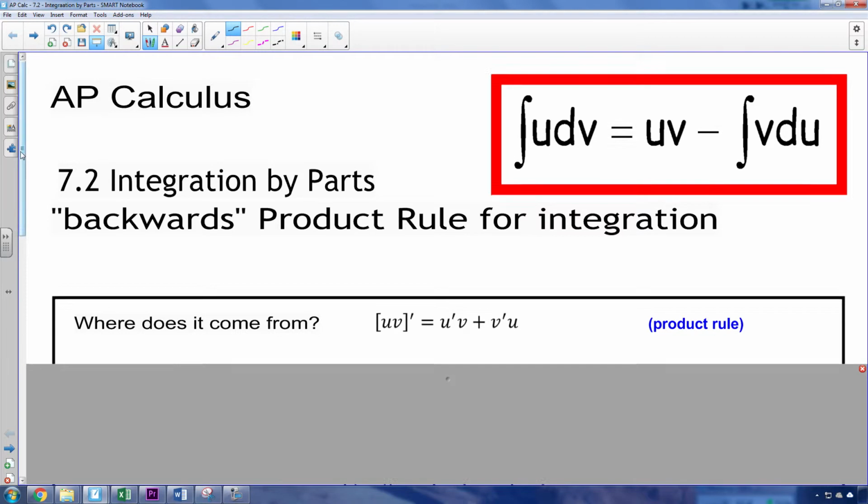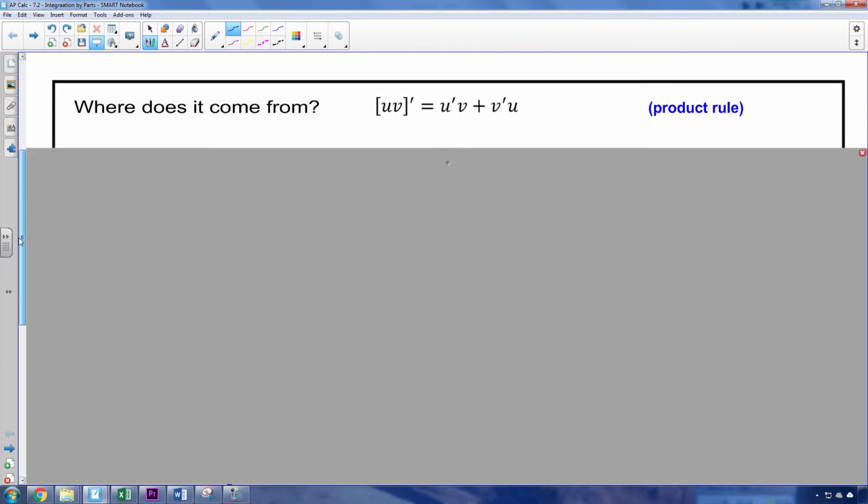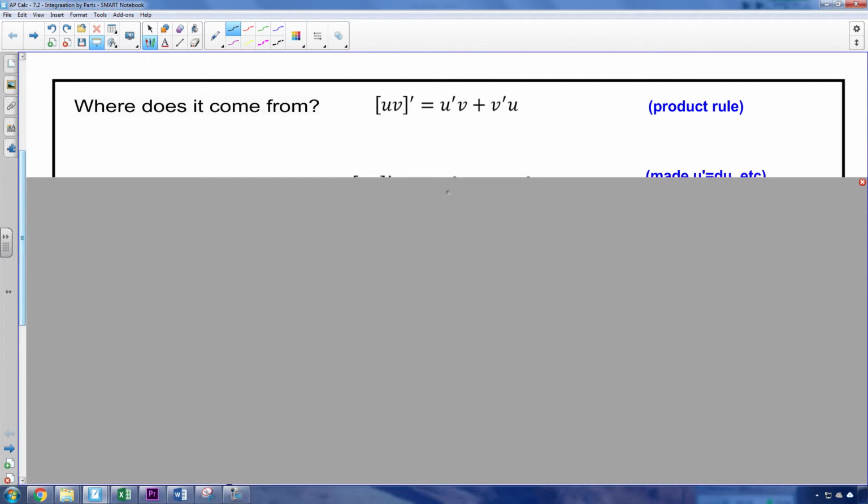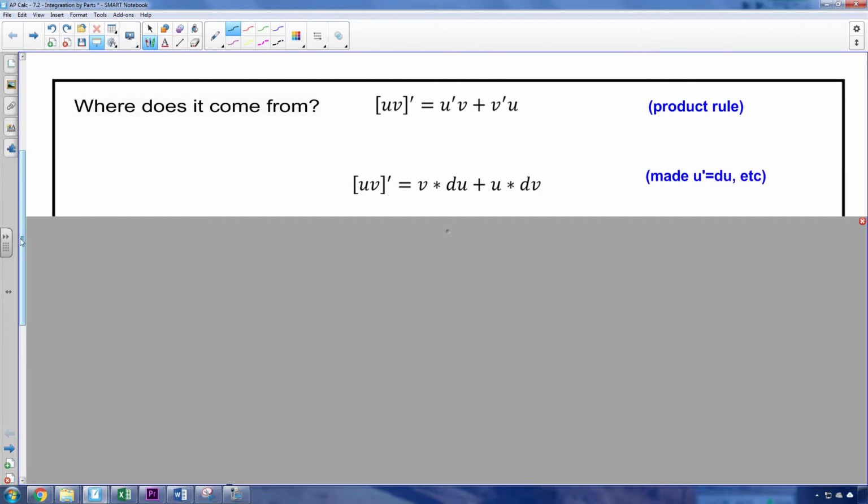So let's look at the product rule. I'm going to do out the product rule. So here's u times v prime, and then I do the product rule out. I would have the derivative of the first times the second, plus the derivative of the second times the first. I could then take that, and instead of writing u prime and v prime, I'm going to write du as in the derivative of u, and dv as in the derivative of v.